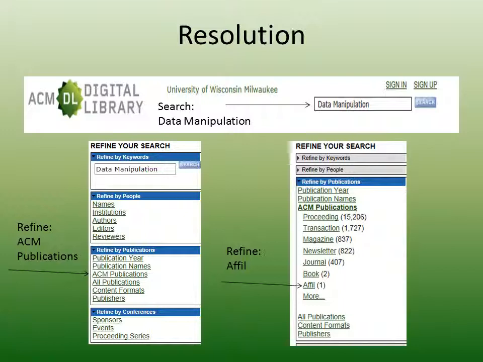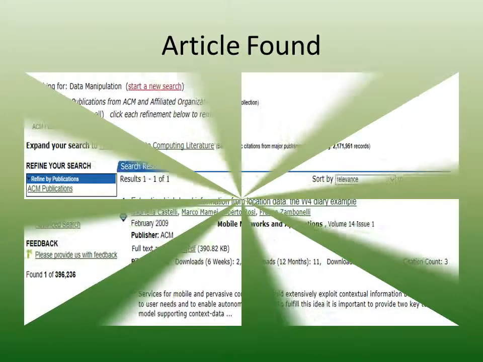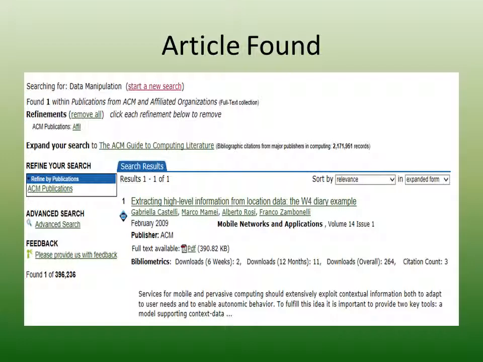Alright everybody, well here's our resolution. If you typed in from the basic search engine data manipulation and then used some refining search options into publications and just picked ACM publications, and then to further refine, picked a field, you'll see that there's one item in there. And here's the article that we picked as the answer to this challenge.